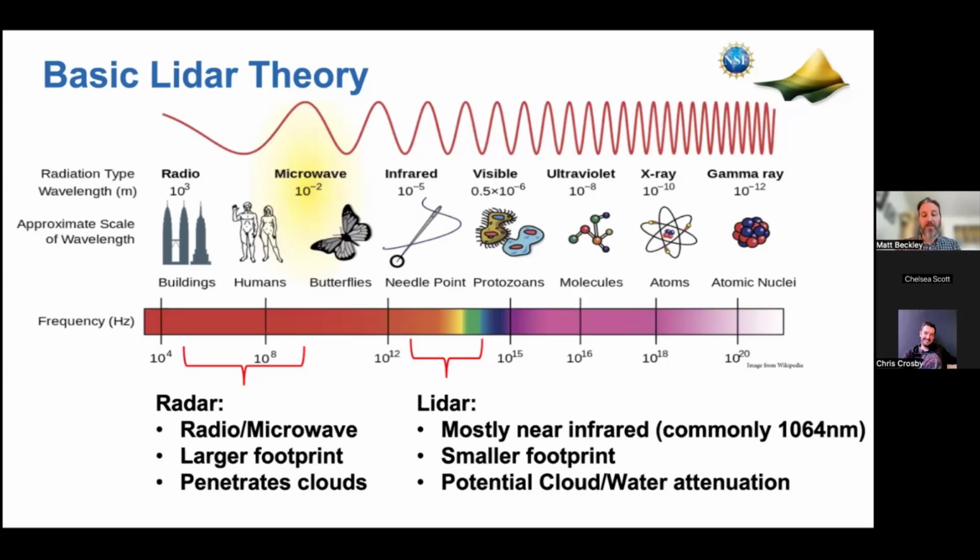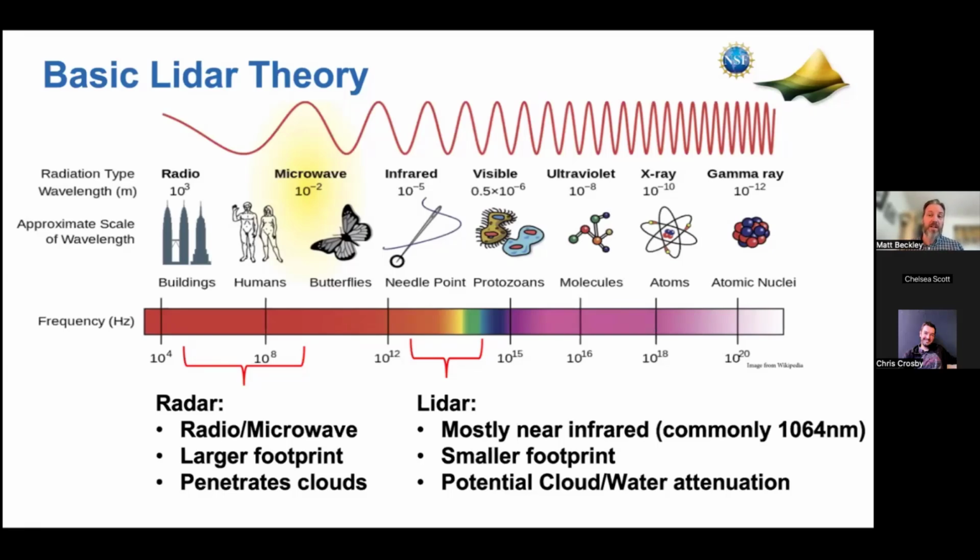LiDAR, as I've marked off on the spectrum here, stands for light detection and ranging because a lot of it is in the visible spectrum. Most LiDARs, though, are in the near infrared portion of the spectrum. And that means their footprint is much smaller, so you can get a higher res footprint and discern higher res features.